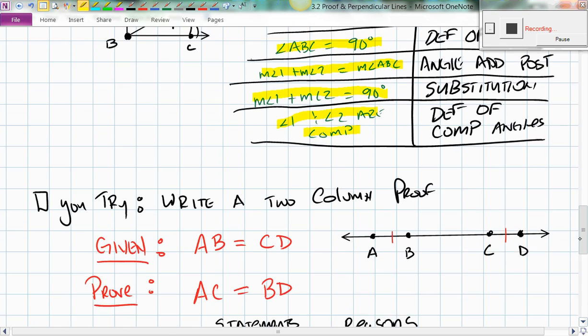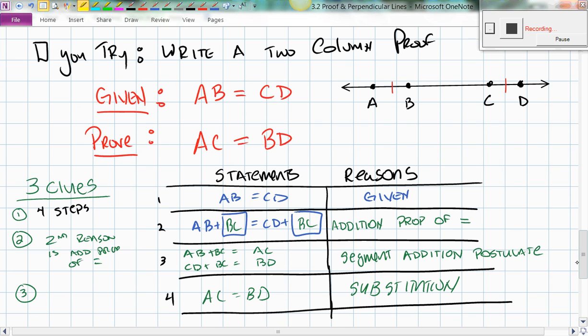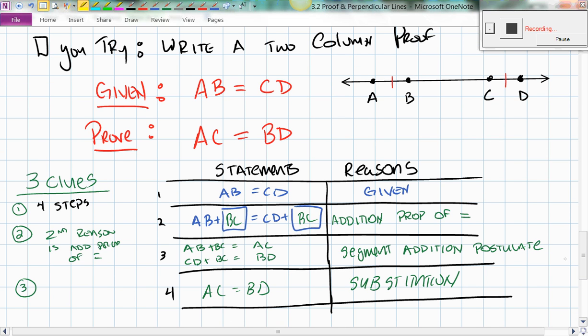And then we gave everybody a proof to do on their own. And here's what we got, right? I gave you a Try, so we got in groups and they tried it by themselves. So we're given that AB is equal to CD. So that means that AB over here, I highlighted it, is equal to CD over there. We're trying to prove that AC is equal to BD. And I gave you 3 clues along the way, although most people figured it out after the second clue.